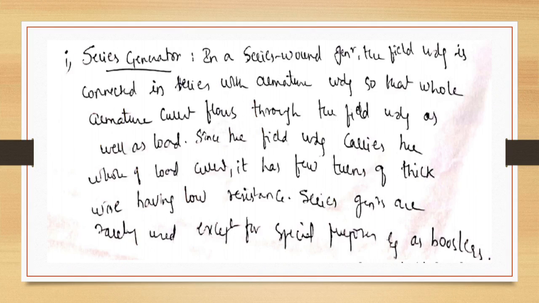Series generator. In a series wound generator, the field winding is connected in series with the armature winding so that the whole armature current flows through the field winding as well as the load. As we have seen in the diagram for a series generator, the field winding is connected in series with the armature winding so that the whole armature current flows through the field winding as well as the load. Since the field winding carries the whole of the load current, it has few turns of thick wire having low resistance. Series generators are rarely used except for special purposes like in the case of boosters.